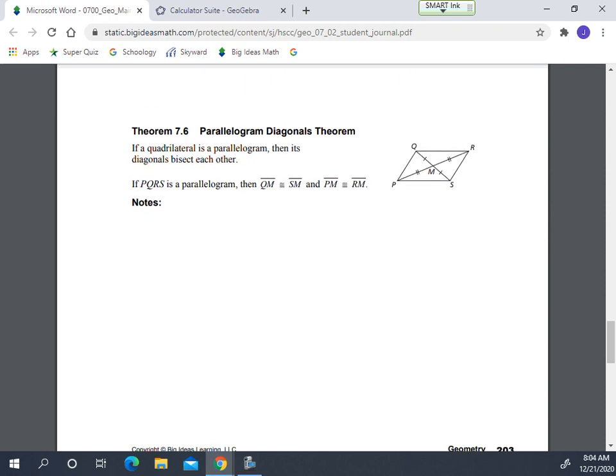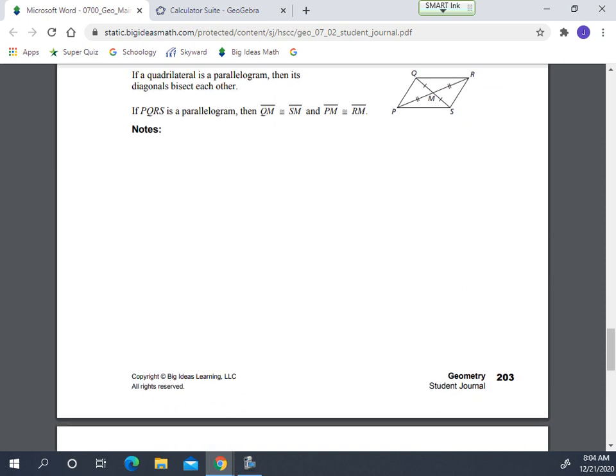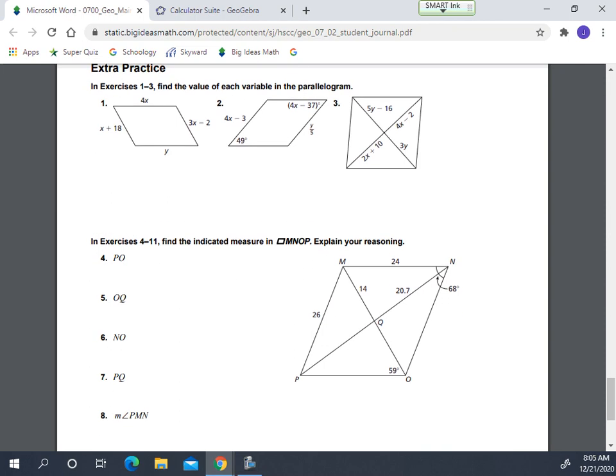Here, the diagonals theorem says that when M is the intersection of the two diagonals, it is the diagonal's midpoint. Moving on, some extra practice here. Knowing all that information about parallelograms, we can find x and y. We want to find x, we want to find y. So what do we know?